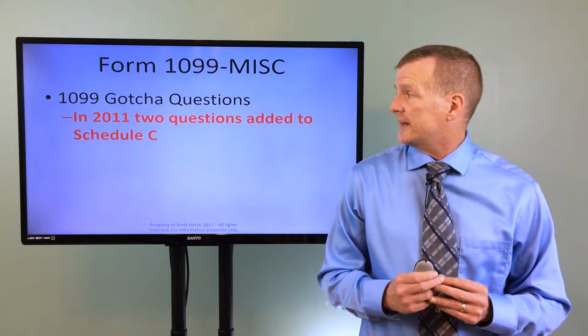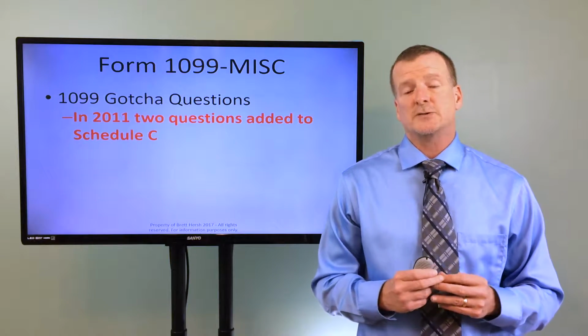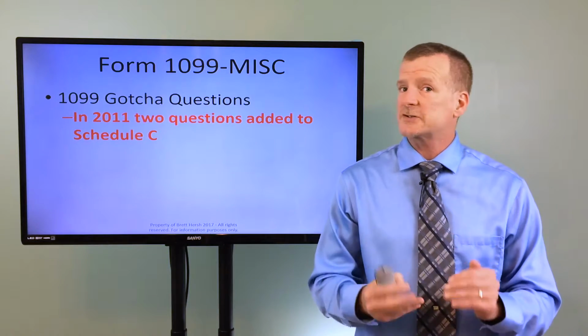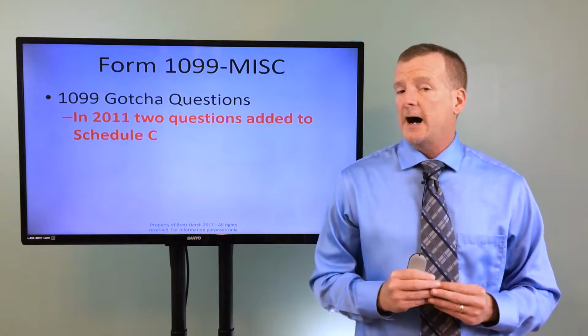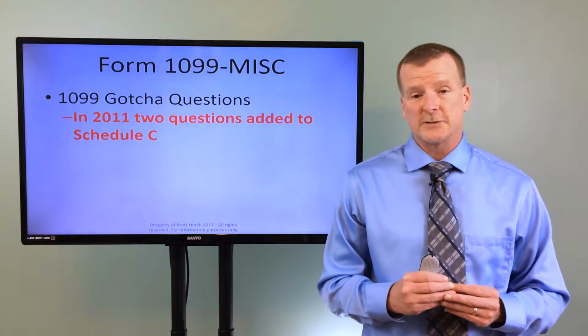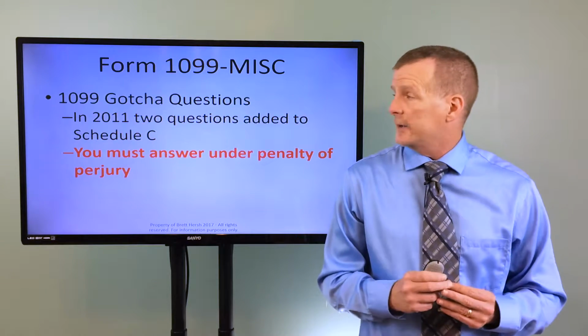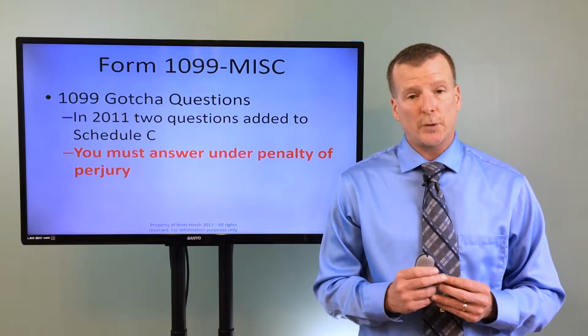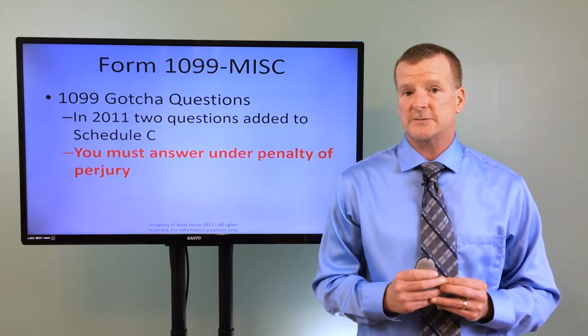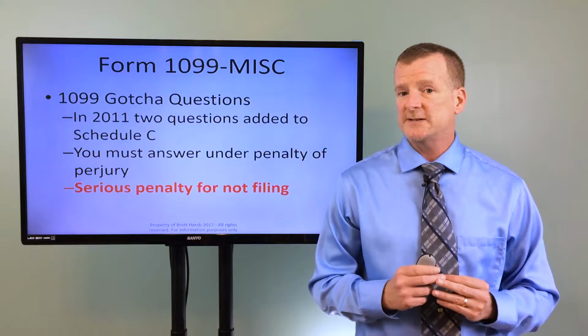These started in 2011, and it's basically two questions that were added to the Schedule C and actually all business returns to make sure that you are filing the Form 1099-MISC if you're required to do so. And you must answer these questions under penalty of perjury, and you do that when you sign your tax return. So it's very important you understand this section.